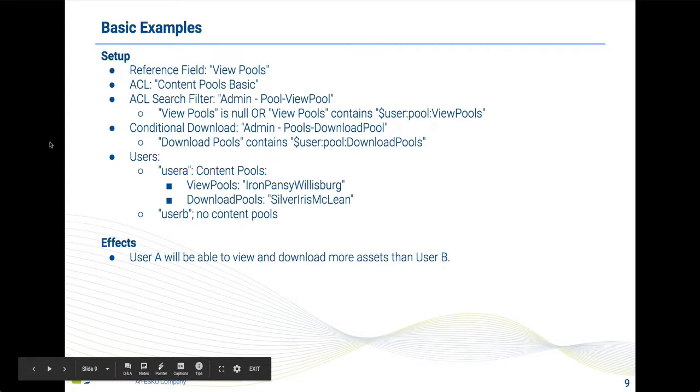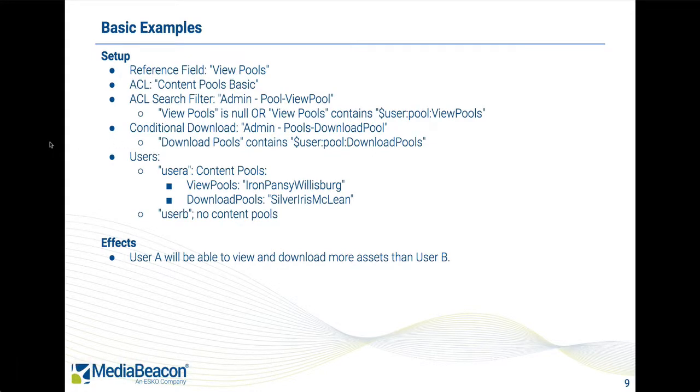But we have another field called download pools. And in this case, I can only download something if my user has a corresponding value in the download pools content pools configuration. I'll show you a couple of different users here. One will have content pools, one will not. And I'm using some arbitrary code words that I generated using an online tool, just so that they're all unique. So the pools to which this user belongs is Iron Pansy Willisburg, and download pools is Sylvie Iris McLean.